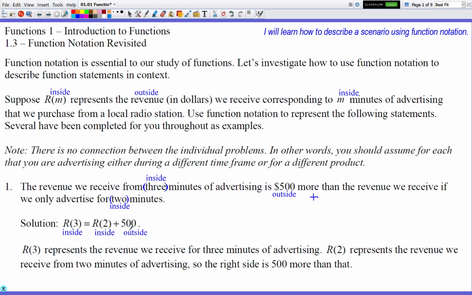And I'll explain how to get each number in its place within the equation. Like, why is 500 connected to R of 2? How come 500 is not connected to R of 3? I'll explain that in the next problem. But for this first problem, I just want to make sure you understand the difference between inside versus outside. When do we put numbers inside versus when do we put numbers outside? That's what I want you to take away from this first problem.